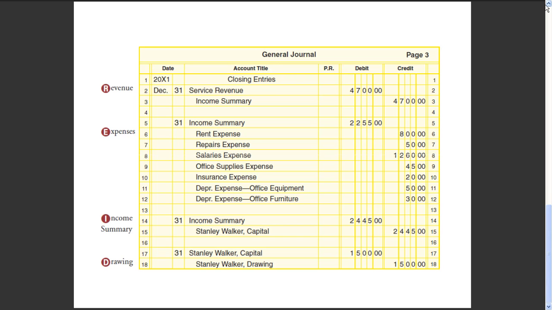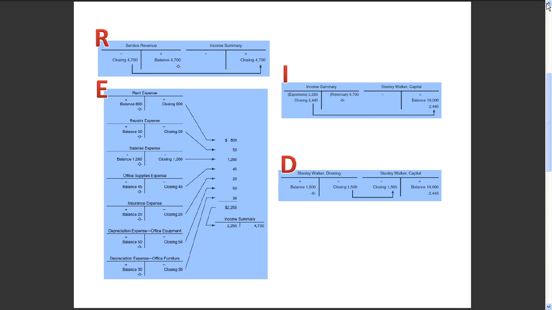Now to take a look at what this looks like in our T accounts, let's go up to the middle page of our handout. And we can see what the original balance was in the account. You'll see balance next to each account, and then the closing entry that was done to that account and where those numbers went. So looking at the revenue account, we can see that there was a balance of $4,700 credit in there. We took that out with a debit to revenue, and we brought that over to income summary.